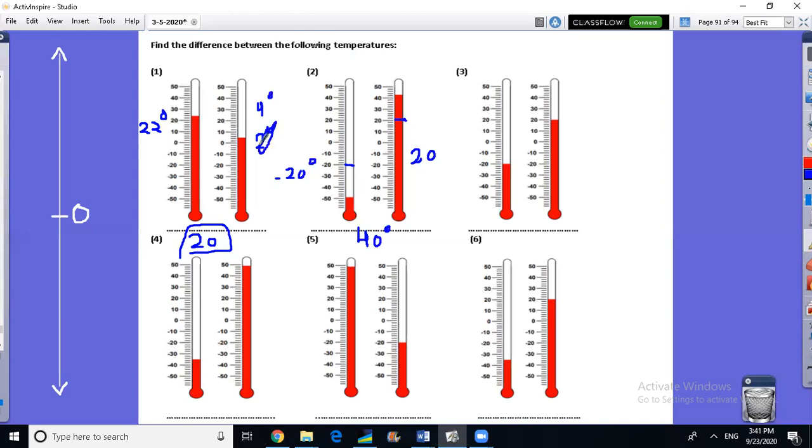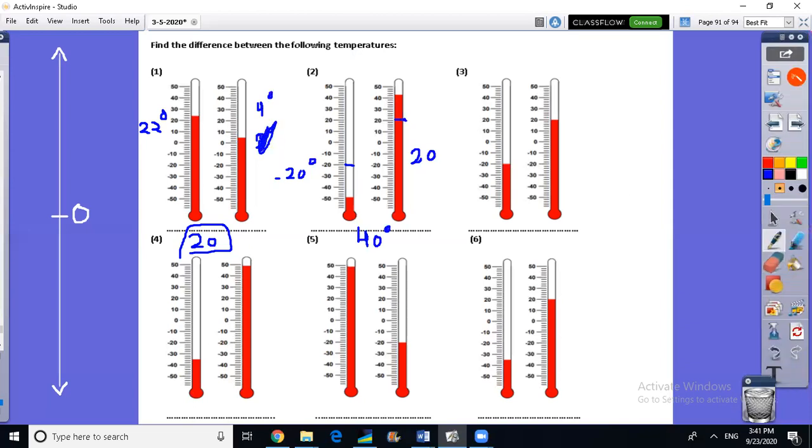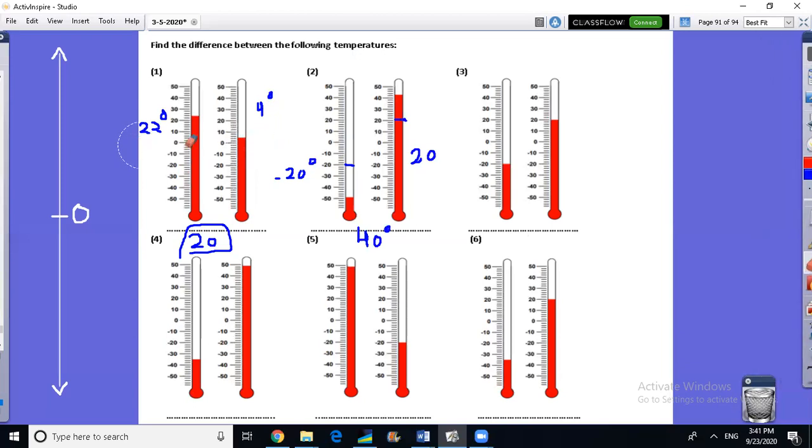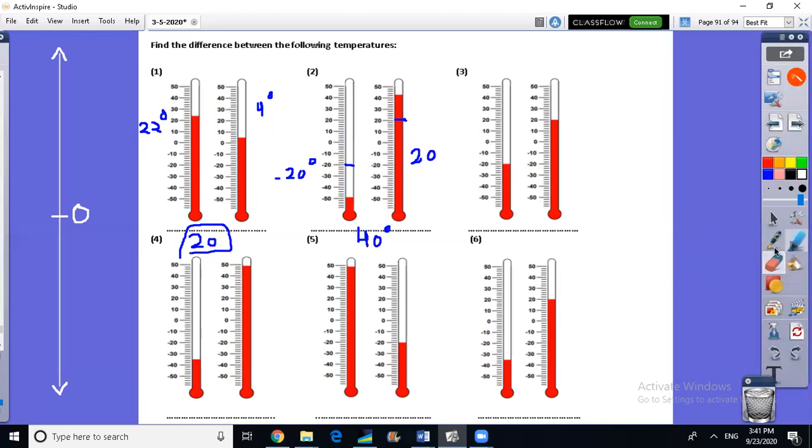That will make the answer different. Let me erase it. This is going to make your answer different. What's the answer going to be? I'm not going to tell you. We're going to discuss it tomorrow.